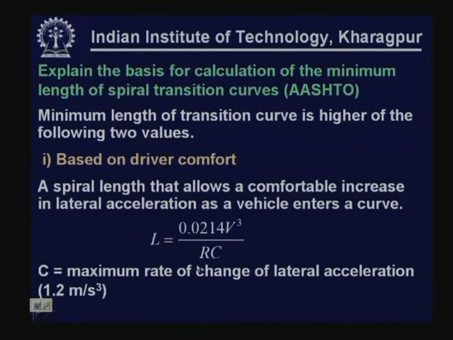Next, explain the basis for calculation of the minimum length of spiral transition curve. It is calculated based on driver's comfort, that means the maximum rate of change of lateral acceleration, for which normally a value of 1.2 meter per second cube is taken. Considering this maximum rate of change of lateral acceleration, this is the equation that can be used for calculation of the length. So, one aspect is the driver comfort, or maximum rate of change of lateral acceleration.